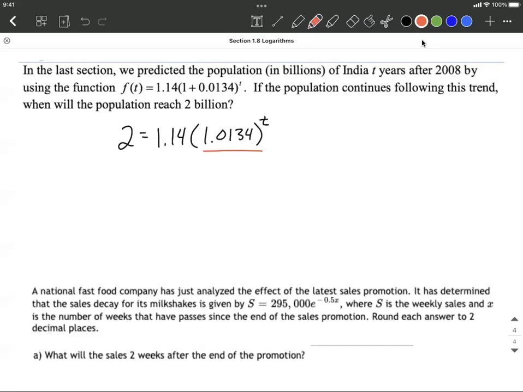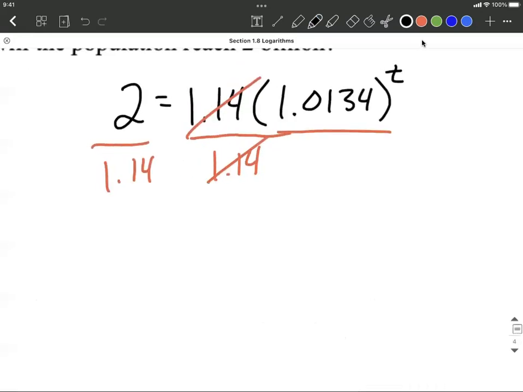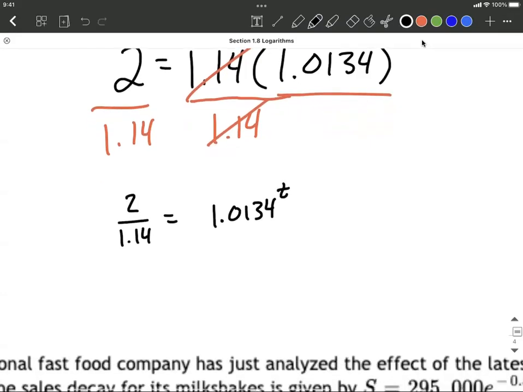So to do that, I'm going to divide both sides by 1.14. That's going to get rid of the 1.14 that was multiplied out in front. Now that's not going to work out super cleanly on the left-hand side, so let's just leave it as a fraction for the time being. So it's still going to be 2 divided by 1.14 is now equal to this 1.0134 raised to the t power.